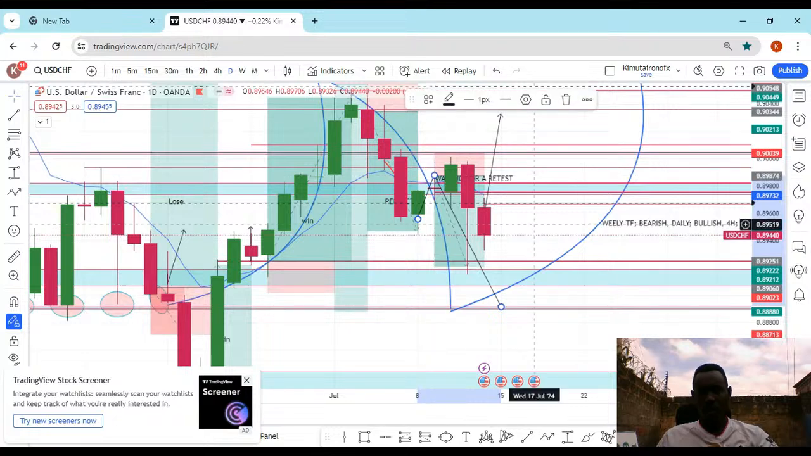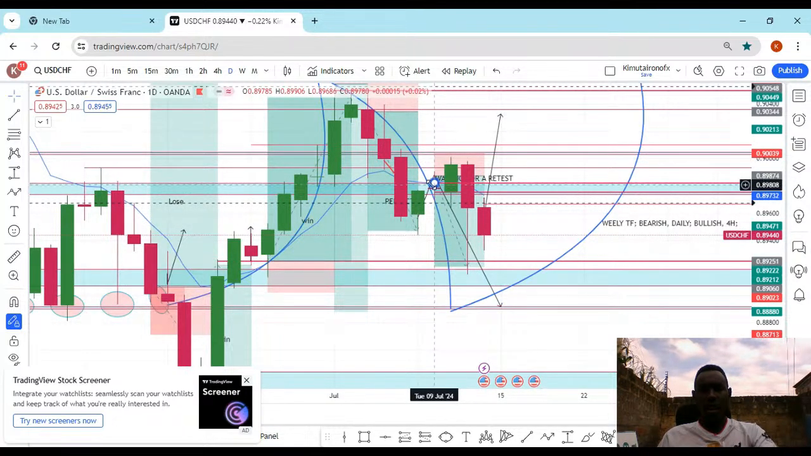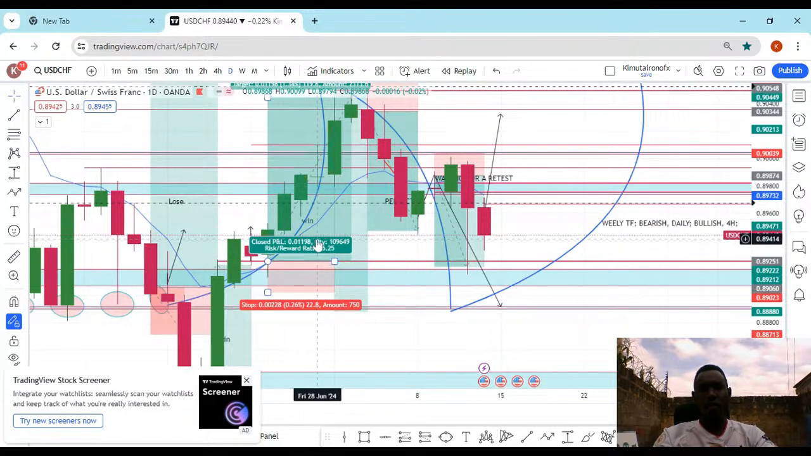This is what I drew. Now it happened to play out perfectly, but there was a little bit of confusion from this point. It was after the rejection. So one thing that I waited for was the formation of a bullish engulfing from the daily time frame, which never activated.